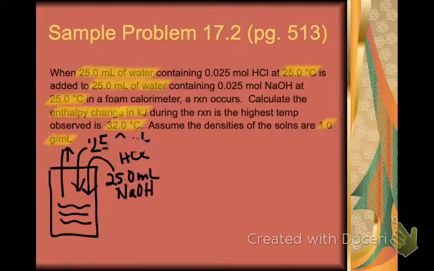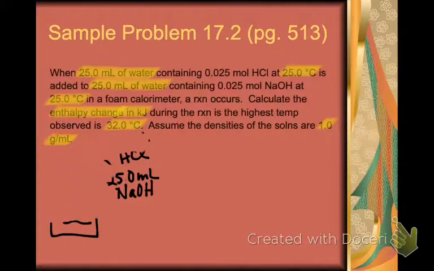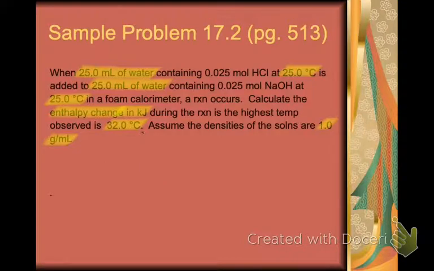So let me erase that, and let's talk about what we know and get that all written so that we can proceed with doing the math. So one thing I know is the volume, let me switch back to the pen, the volume of the water is 25 mL of the HCl plus 25 mL of the NaOH. So I have a total volume of 50 milliliters. Okay, so that's my total volume.